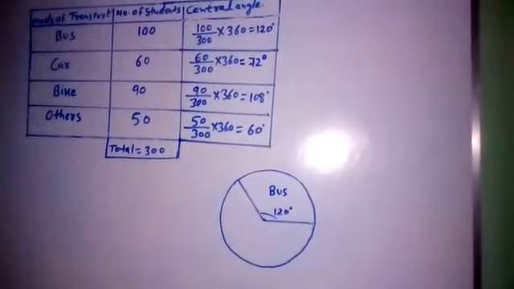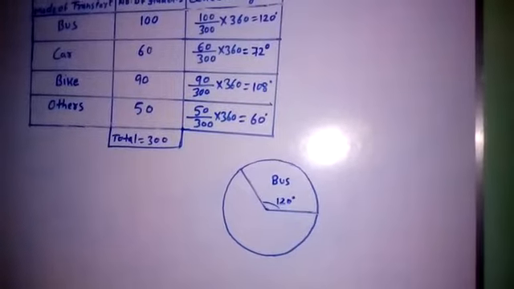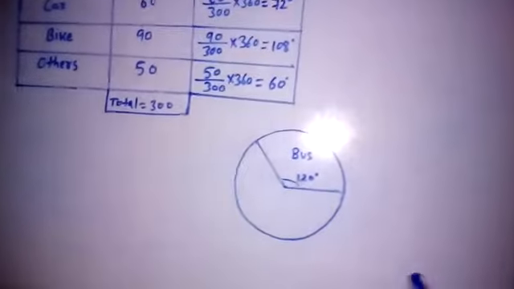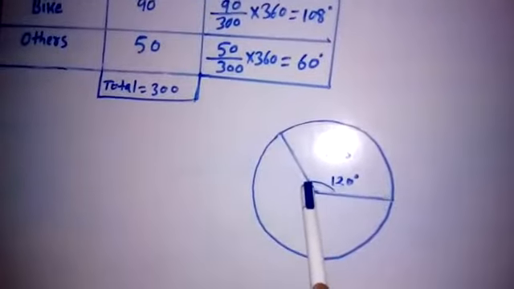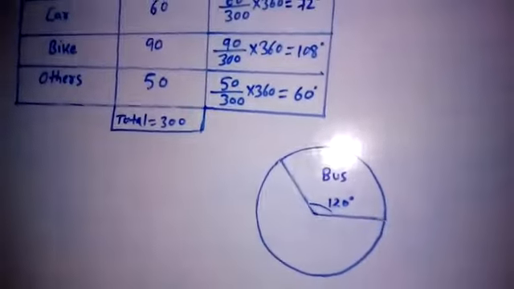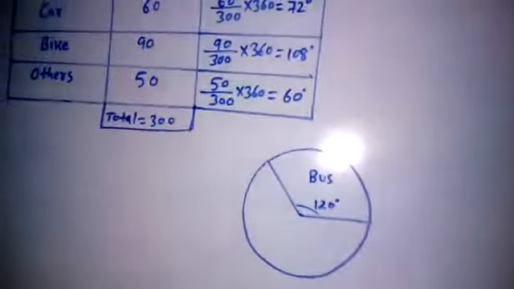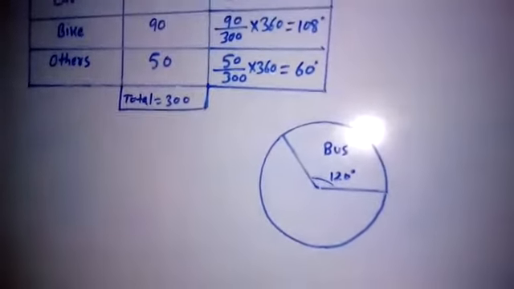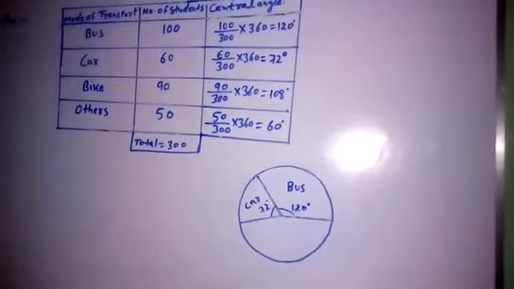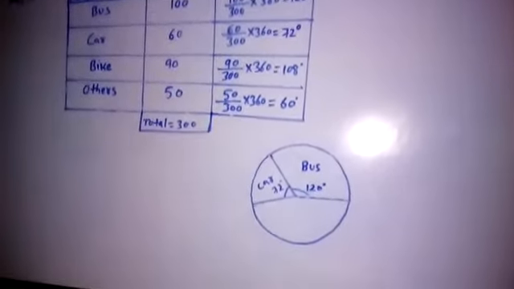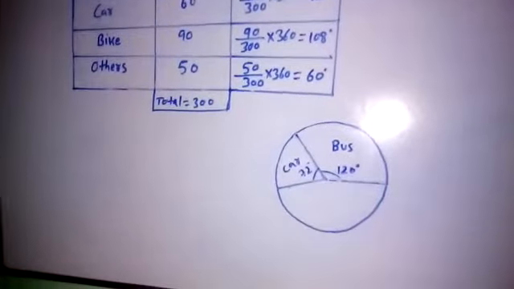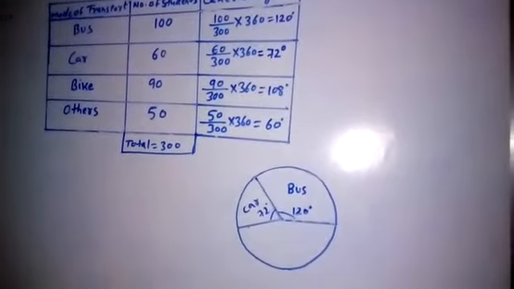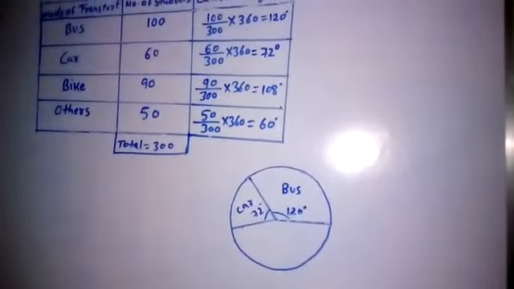Now for car it is 72 degrees. So we take the protractor here and measure 72 degrees. Here we put the protractor on this line and we measure 72 degrees. So it is the 72 degree angle for the car.